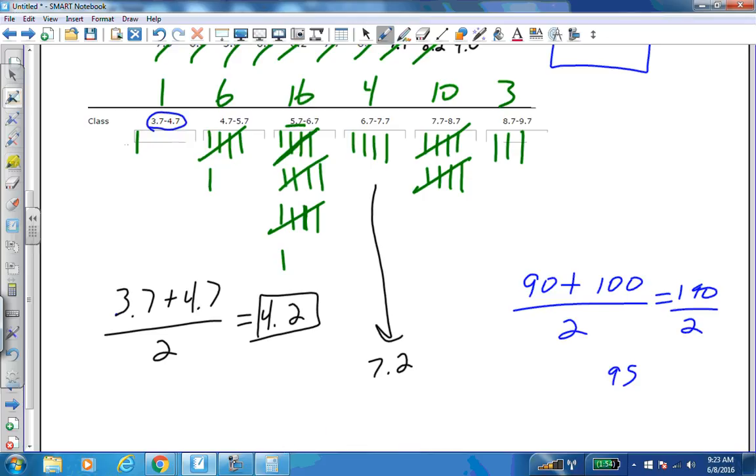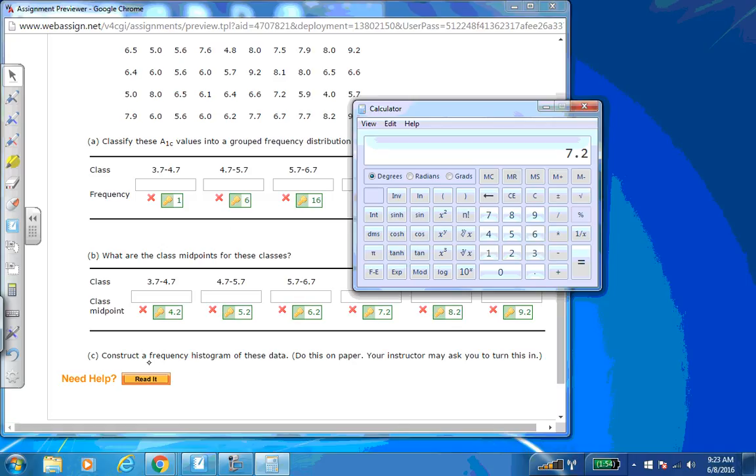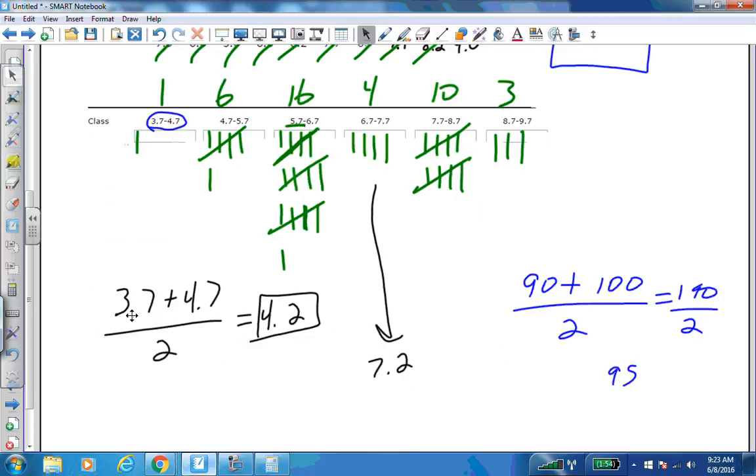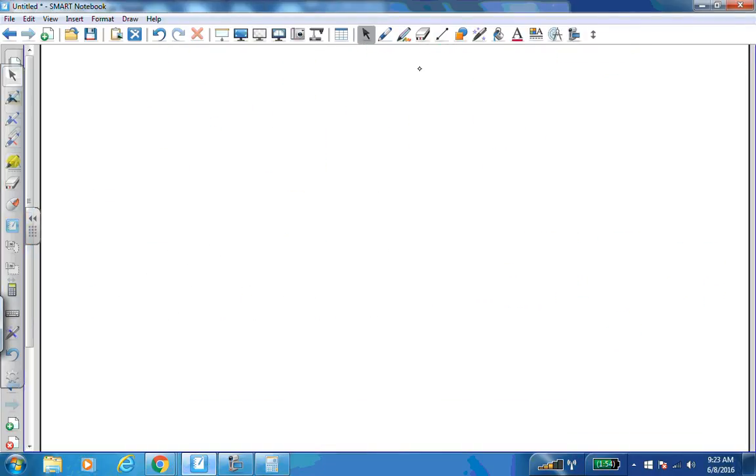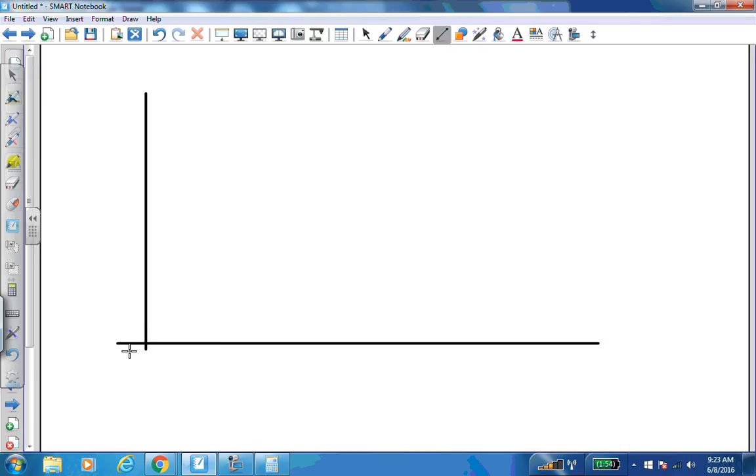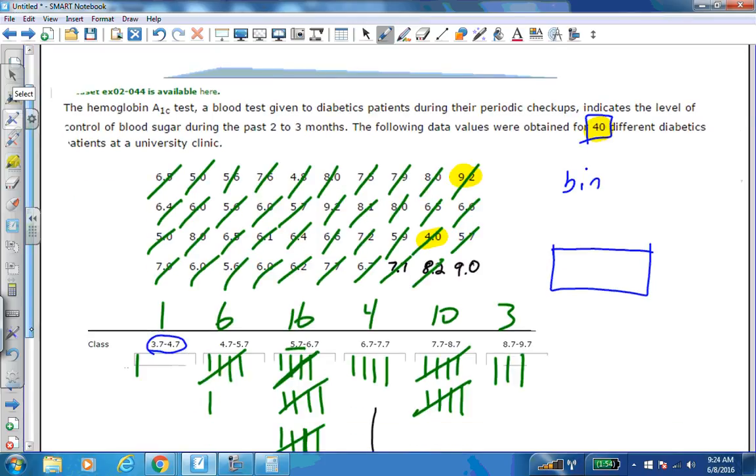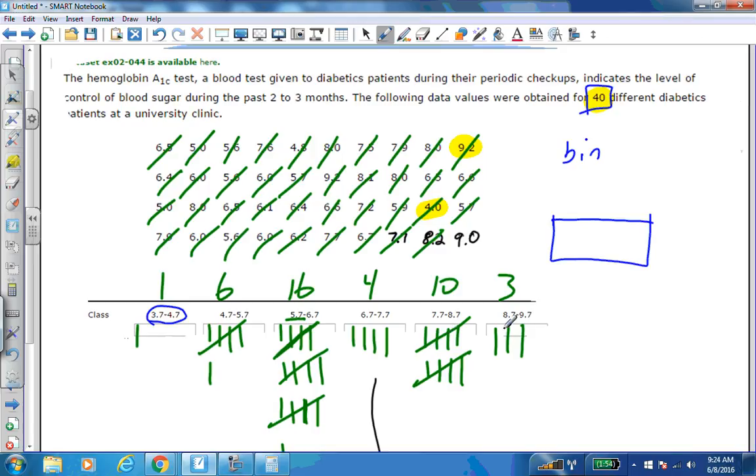Then the last thing they ask us to do for this one is construct a frequency histogram. So when we make a histogram, often we put our classes in the X direction and then our frequency in the Y direction. So our frequency is in this way, and then our classes this way. So we have 1, 2, 3, 4, 5, 6 classes.